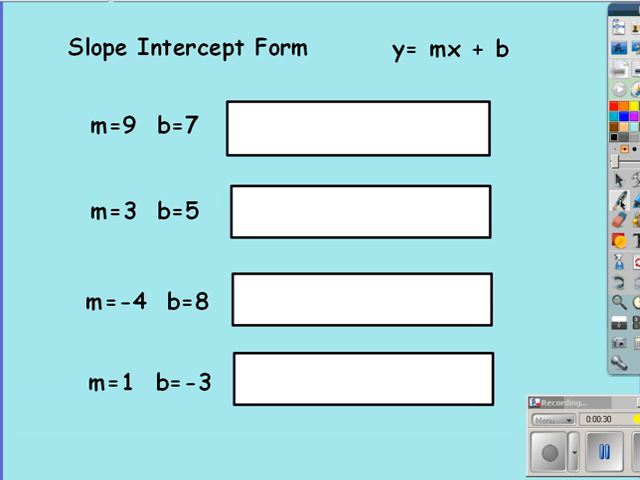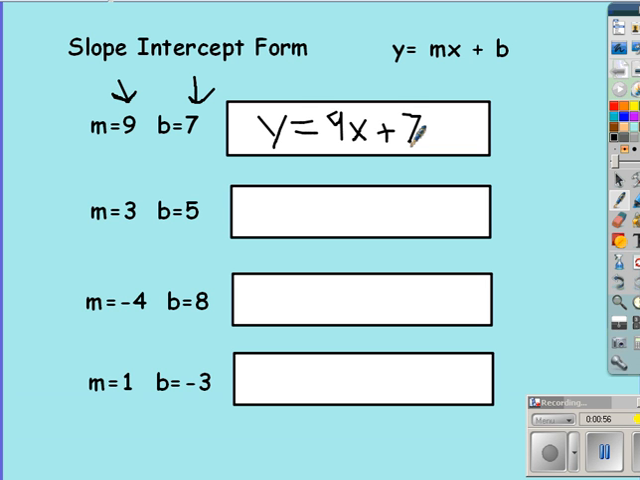So all you really have to do is write y equals m. Well, m over here, if you look, is 9. So it's 9x, and instead of b in this problem it's 7, so plus 7. Y equals mx plus b. Y equals 9x plus 7.